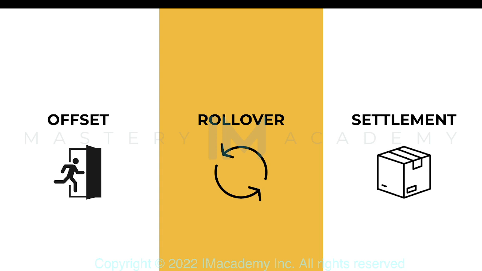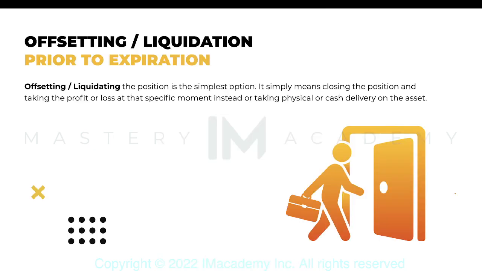Now let's talk about the three of them separately, and let's discuss the differences between them and see what it is all about. Let's start with offsetting or liquidating. Offsetting or liquidating the position is the simplest option to take, because it simply means to close the position and take the profit or the loss at this specific moment instead of taking physical or cash delivery on the asset. To offset a position, a trader must make the opposite and equal transaction to his or her initial order.